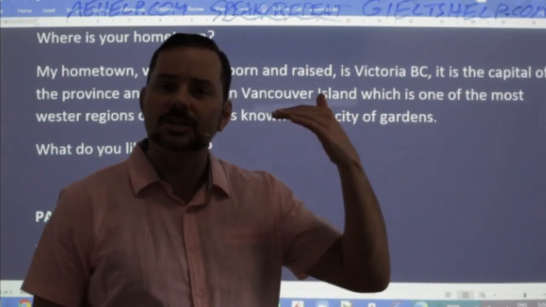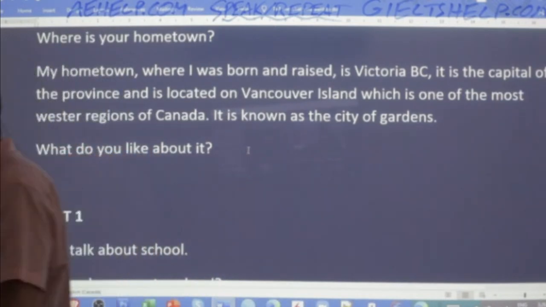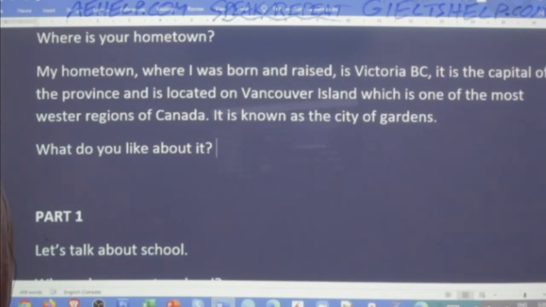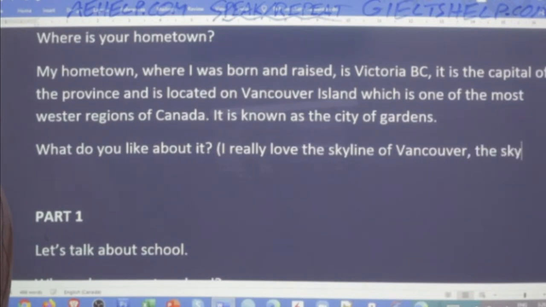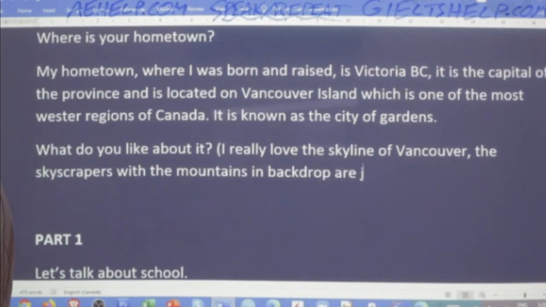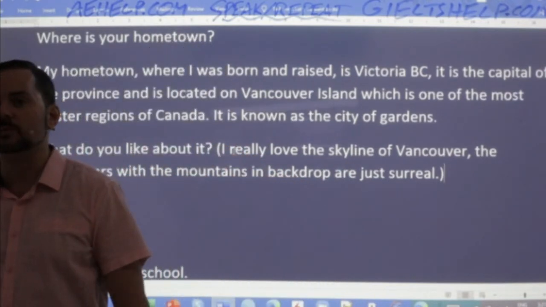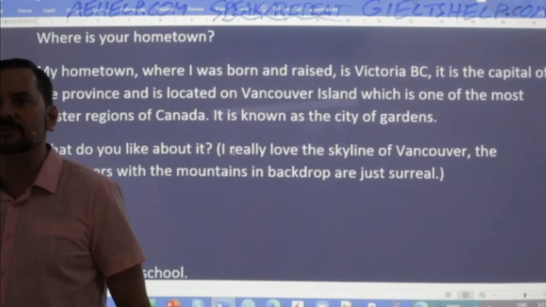Isabek, when you like the skyscrapers in your city, like you live in New York or Dubai, then you would like the skyline. Okay, that's the most accurate term. So if you have a city where you have mountains and skyscrapers, then you like the skyline. Vancouver has a beautiful skyline. Okay, so I really love the skyline of Vancouver, the skyscrapers with the mountains and the backdrop are just surreal. Okay, so that's kind of what you would want to say. So, the skyline of Dubai is absolutely incredible with those monstrous skyscrapers, including the Burj Khalifa, right?